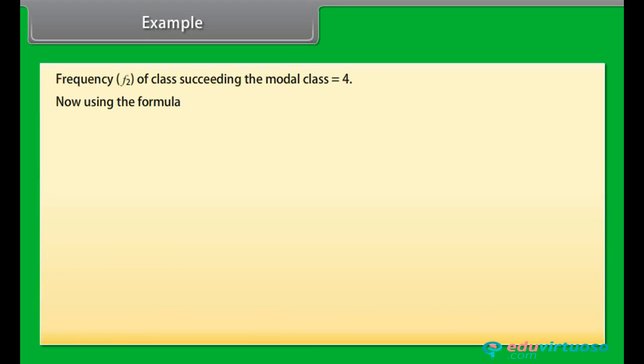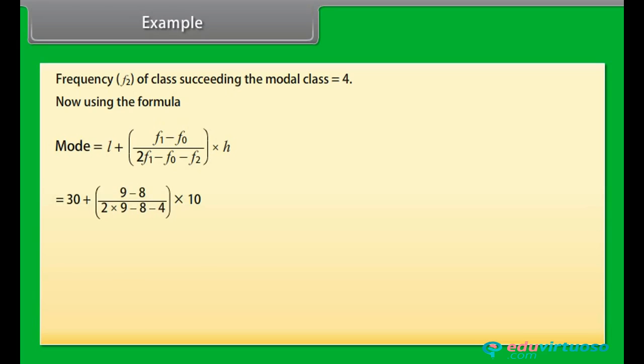Now, using the formula given below, L plus F1 minus F0 divided by 2F1 minus F0 minus F2 multiplied by H, we will find the mode as 30 plus 9 minus 8 by 2 into 9 minus 8 minus 4 into 10, equals 30 plus 10 by 6, which equals 30 plus 1.67 equals 31.67.